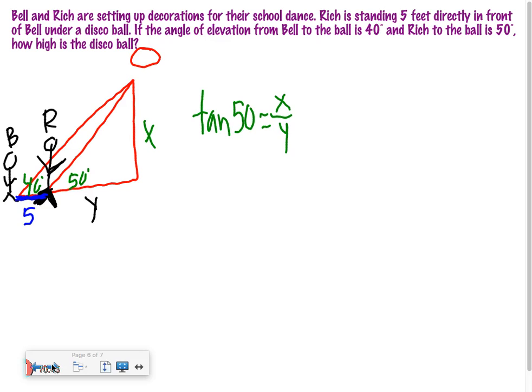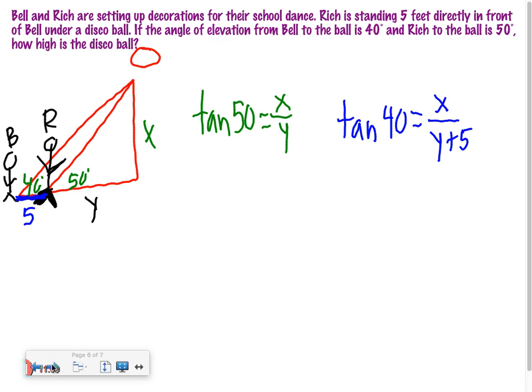Now if we go to Belle, what's a trig function I can write with Belle? Tangent still, right? So I'm going to have tangent of what's my angle? 40. Okay, what's my opposite side? X over what? Oh, beautiful. See if you guys get it.